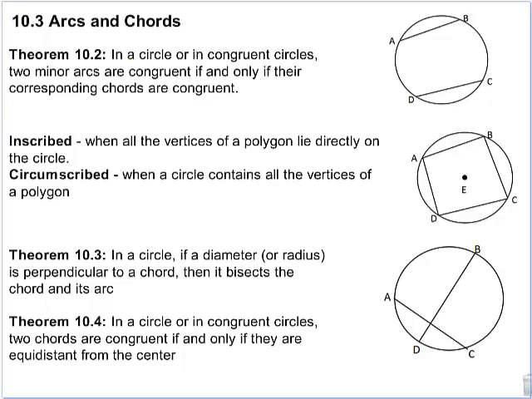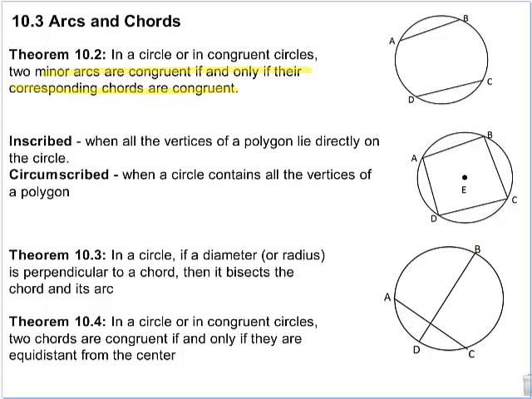Okay, so arcs and chords. In a circle or in congruent circles, two minor arcs are congruent if and only if their corresponding chords are congruent. So the minor arcs are congruent if and only if their corresponding chords are congruent. So what's that saying over here in the diagram?